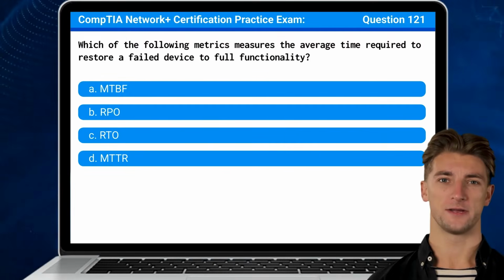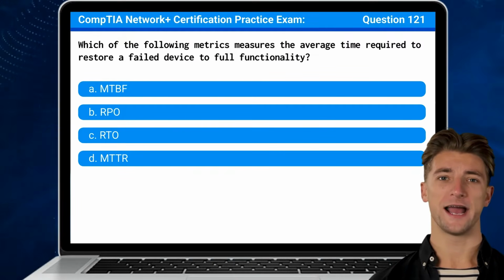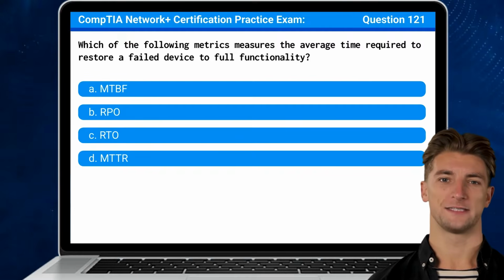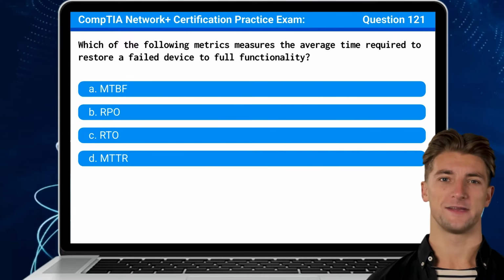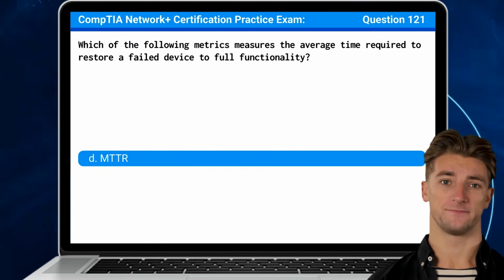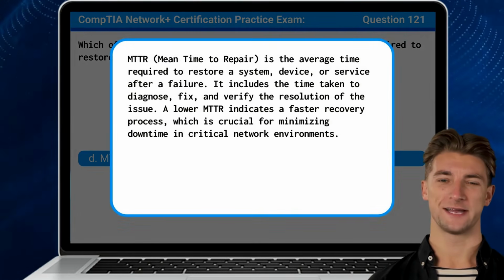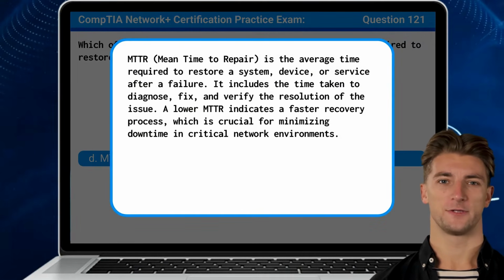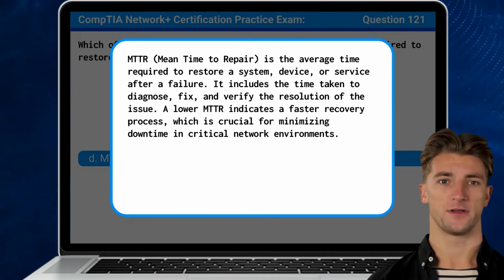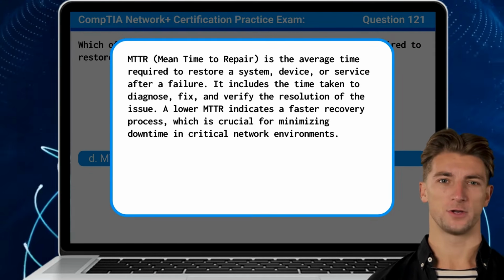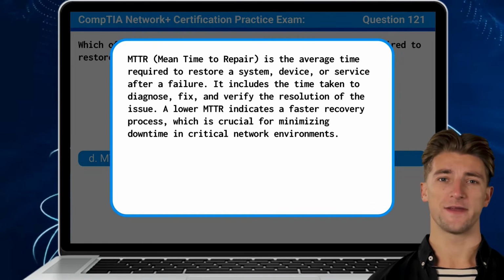Question 121. Which of the following metrics measures the average time required to restore a failed device to full functionality? The answer is D. MTTR. MTTR, or mean time to repair, is the average time required to restore a system, device, or service after a failure. It includes the time taken to diagnose, fix, and verify the resolution of the issue. A lower MTTR indicates a faster recovery process, which is crucial for minimizing downtime in critical network environments.